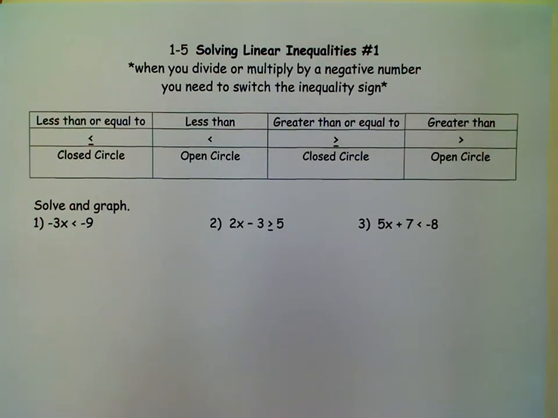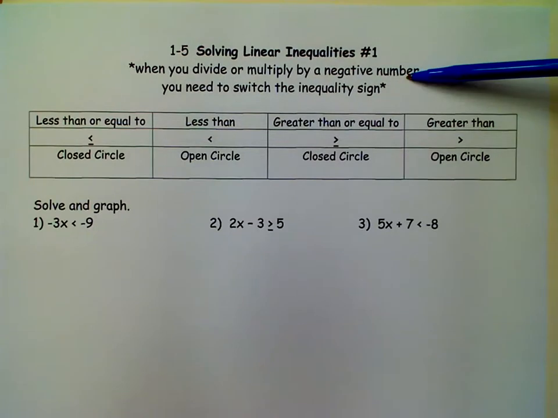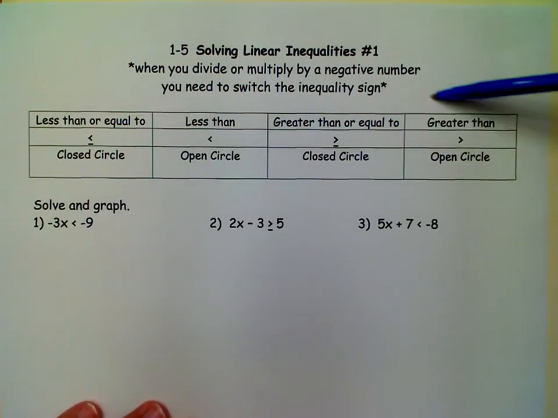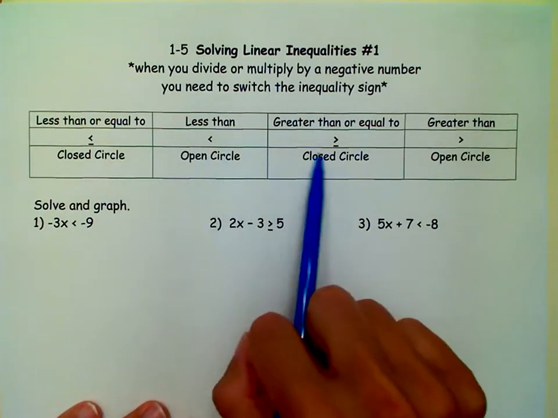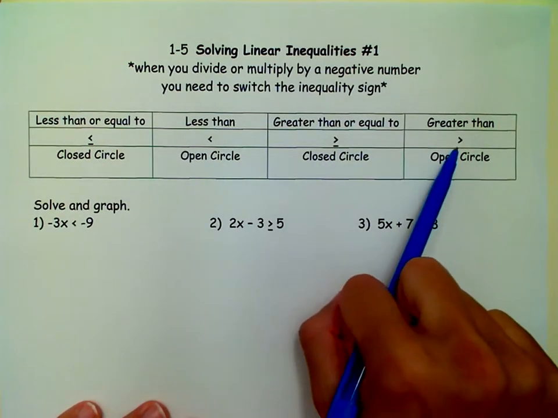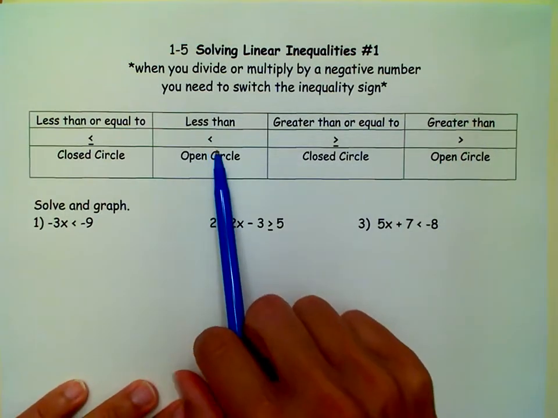And just a reminder, it's a little bit different. There's only one thing different when you solve inequalities rather than equations, and that's when you divide or multiply by a negative number, you have to switch the inequality sign. Keep in mind that's less than or equal to, less than, greater than or equal to, greater than. A lot of people still have trouble remembering if this is greater than or less than.